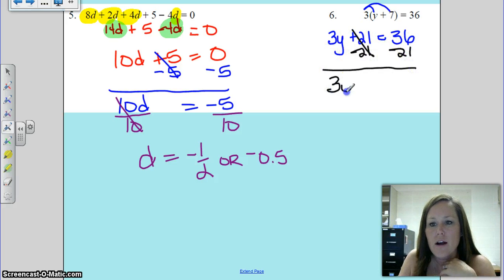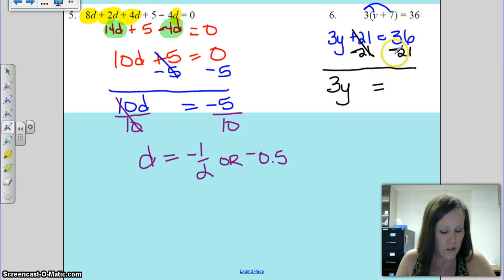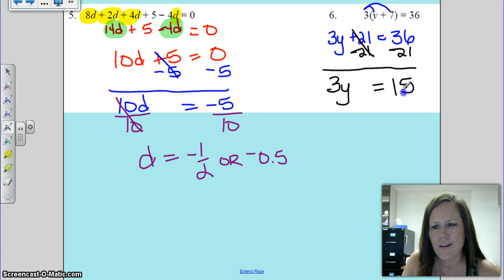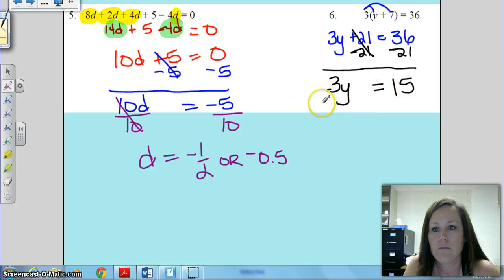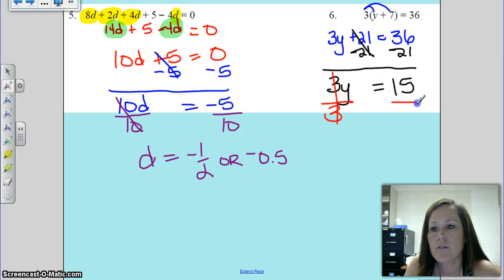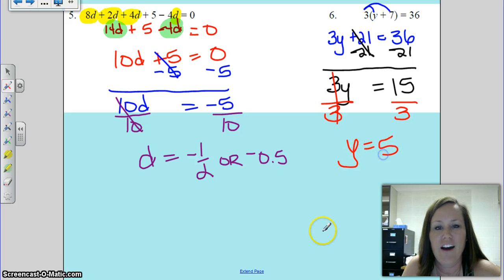All right. 3y equals, what's 36 minus 21? So it's 15. I could have done that without cheating. And then divide by whatever's in front of the variable to get the variable all by itself. Y equals 5. Okay.